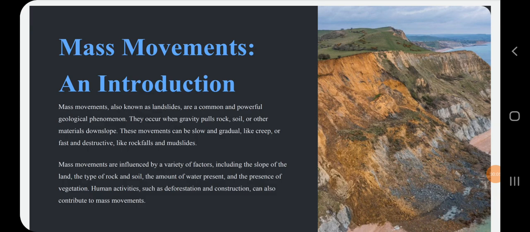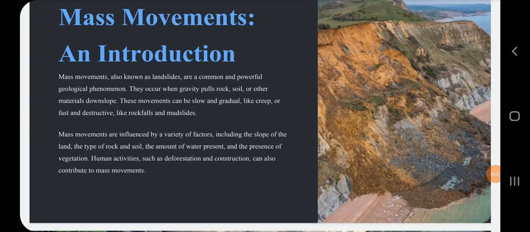Today we're going to be talking about mass movement. So, an introduction to mass movement. Mass movements, also known as landslides, are a common and powerful geological phenomenon. They occur when gravity pulls rock, soil, or other materials downslope. These movements can be slow and gradual, like creep, or fast and destructive, like rockfalls and mudslides.